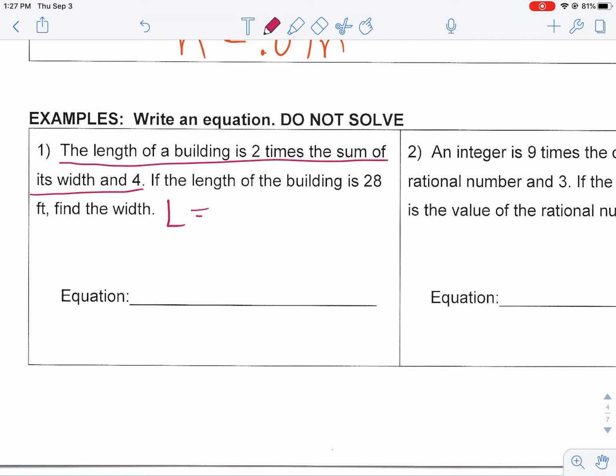The length is means equals 2 times the sum of. So they want us to do 2 times 2 things that we're about to add. And we're going to sum the width and 4. So I've taken my first sentence and I have written my first equation. And if you notice, that matches pretty well with what is written.